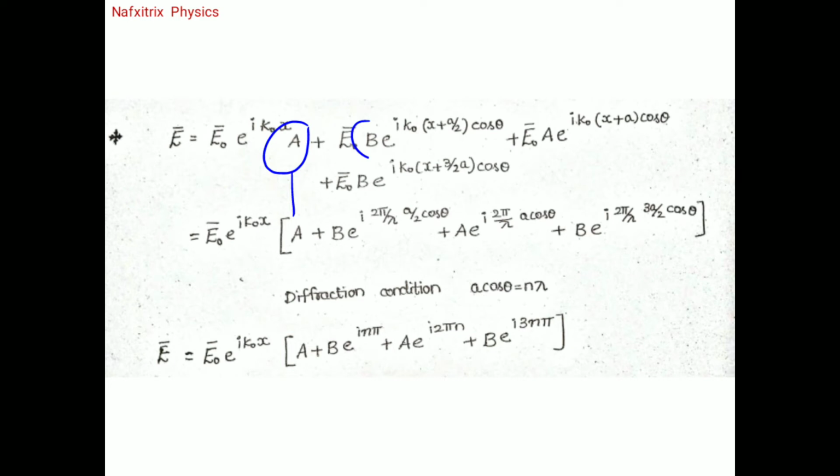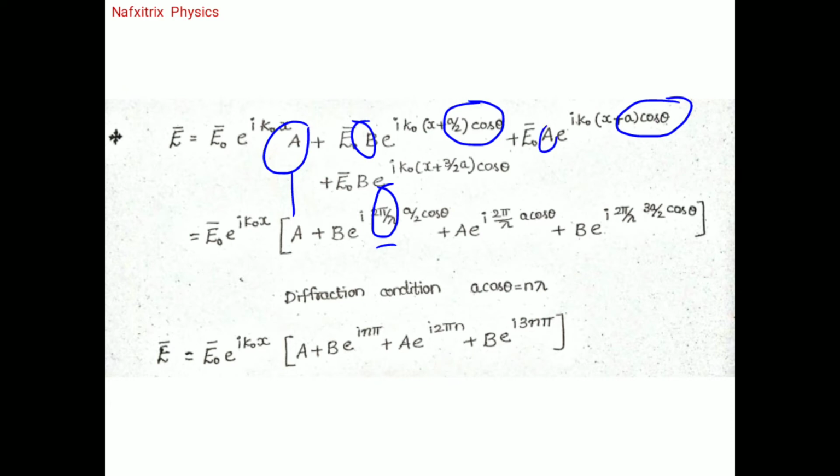What would remain is A from here, and from here B into e power i k naught a by 2 cos theta, and k naught is nothing but 2 pi by lambda. K naught is the wave number. Wave number is nothing but 2 pi by lambda, which depends on the wavelength of the incident light. That is the number of waves in 1 centimeter, decided by the wavelength. If from here to here is 1 centimeter, how many waves would fit? That is the wave number, and the formula is 2 pi by lambda. That we have substituted here, in the place of k naught, 2 pi by lambda. And next what would remain is A naught.